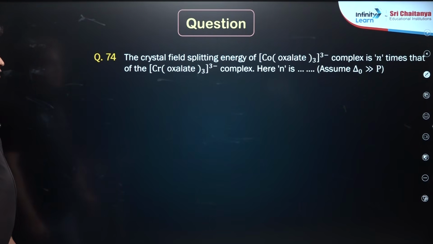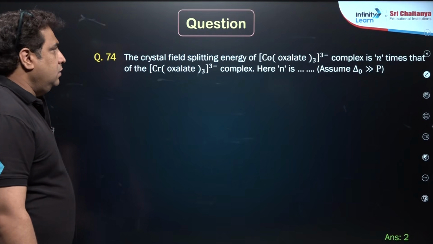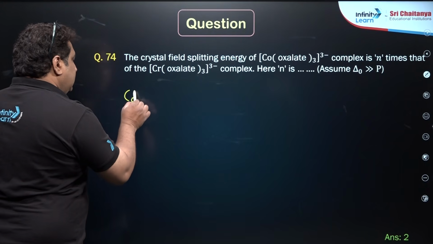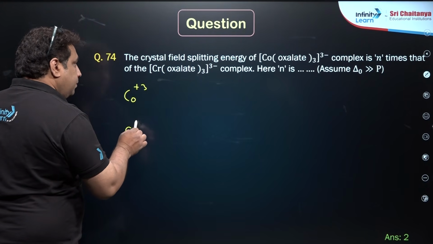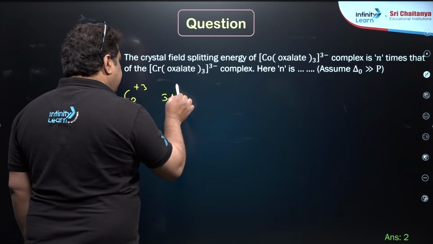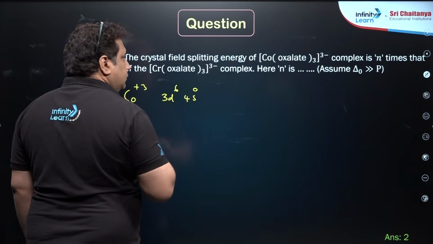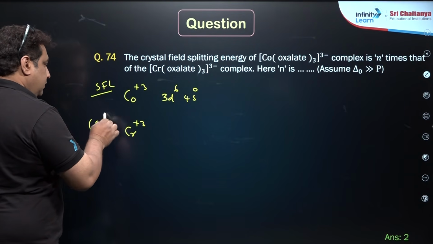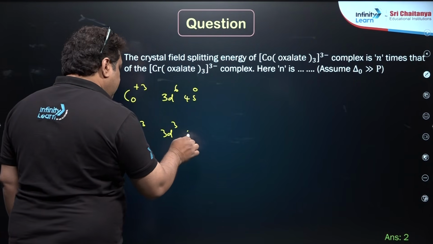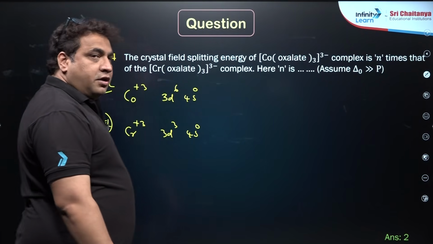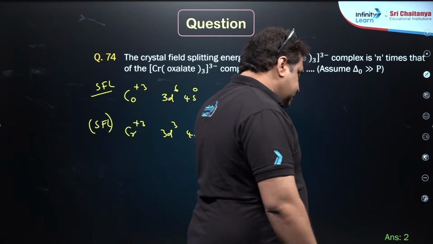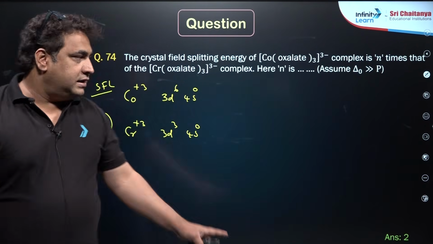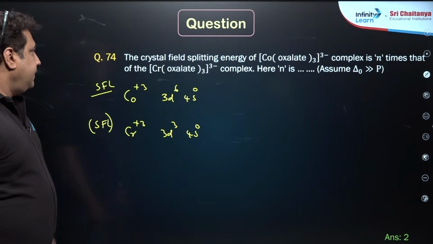Next, the crystal field splitting of oxalate is n times that of chromate. See, this is cobalt plus 3 compared with chromium plus 3. Cobalt plus 3 is 3d6 4s0, and this is a strong field ligand. This is also a strong field ligand. So this is 3d3 4s0. Now if you try to find the crystal field stabilization energy of this, the ratio will come. You can see clearly the ratio is 2 here, from the electrons only you can find it.